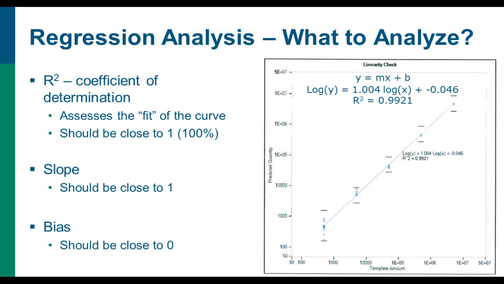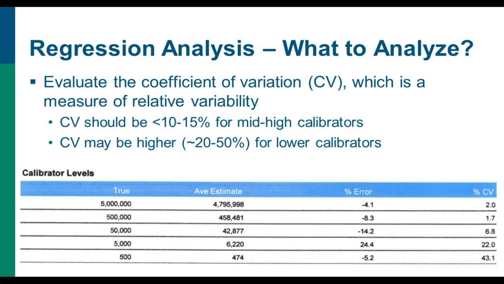There are no definitions of what is an acceptable r squared, slope, or bias. You just want to make sure that they're as close to 1, 1, and 0 respectively as possible. And if you have a high r squared, but your slope is not close to 1, or your bias is really high, 0.8 or 1, then you'll want to run a new curve. This is something you'll kind of develop a feel for after a while, but there are no defined criteria for what makes it acceptable.